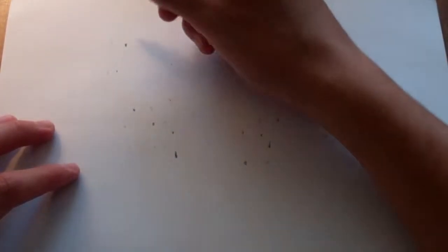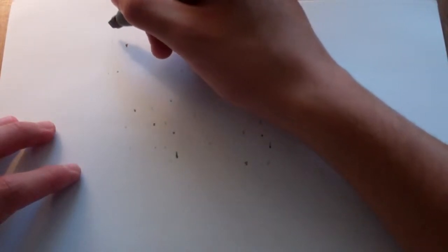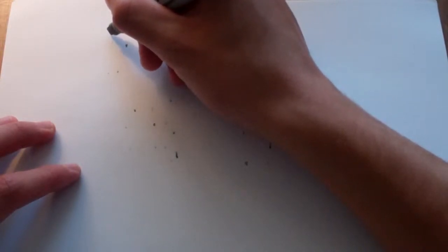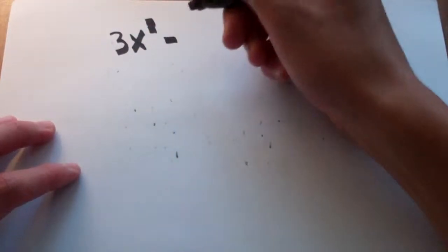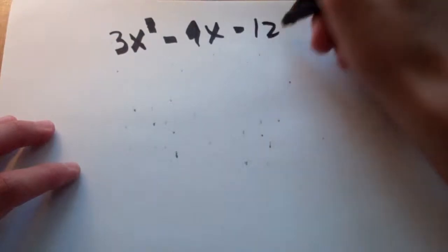I'm going to do a little more factoring here, something a little more involved, not much, but just involved as far as an extra step. Let's take a polynomial. Let's just take a trinomial here and factor it. This one is 3x squared minus 9x minus 12.